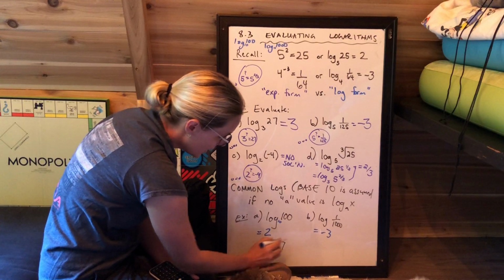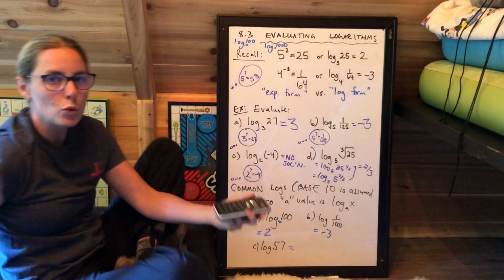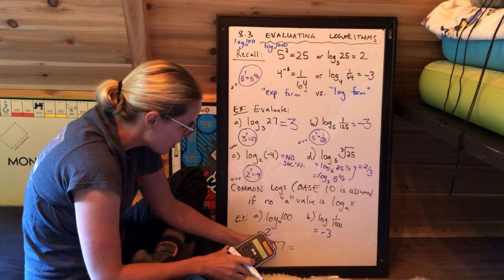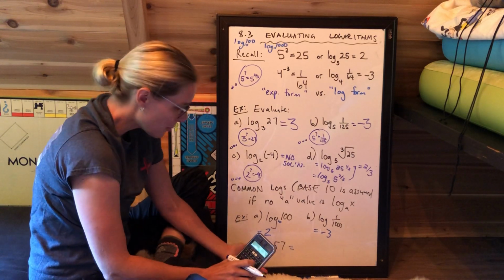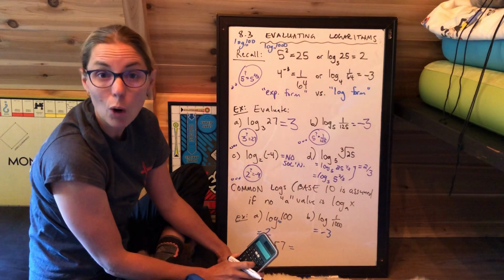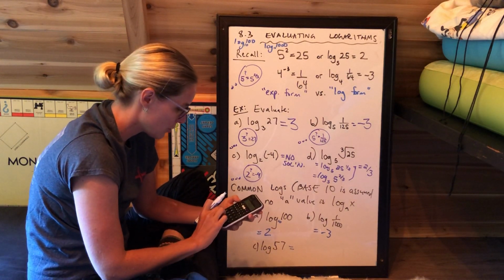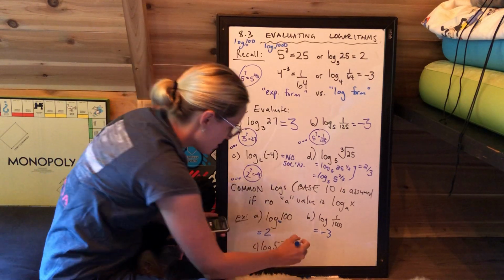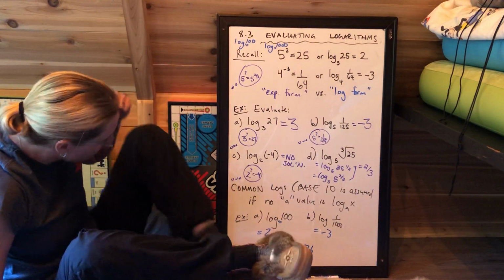Now this one, you definitely have to use your calculator because it's going to be a decimal answer. We don't know 10 to what power gives you 57. Okay, we have no idea. We know 10 squared is 100, so it's going to be less than 2. 10 to the power of 1 gives us 10, so it's got to be greater than 1. We know it's going to be a number between 1 and 2. We don't know what it is. So we just do second function log of 57. And I get 1.76. Okay, we knew it was going to be between 1 and 2, so that confirms that for us.